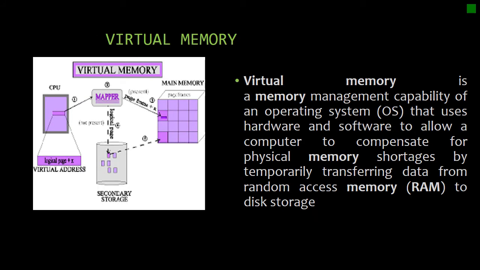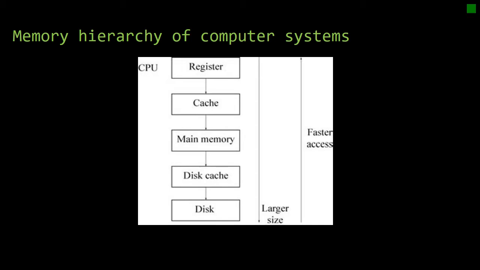Virtual memory, on the other hand, is a memory management capability of an operating system that uses hardware and software to allow a computer to compensate for physical memory shortage by temporarily transferring data from random access memory to the disk storage. A memory hierarchy of a computer system is shown in the figure. On the top is the register, which has quick access to the processor, followed by the cache where frequently used data are stored, and then the main memory, and lastly the secondary storage or the offline storage, or what we call the disk.